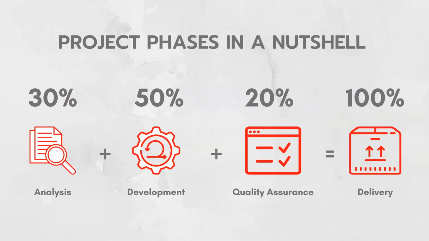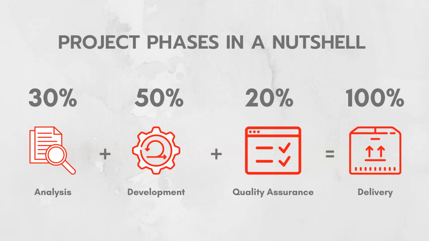Now, before even beginning to understand the hybrid agile approach in practice, we need to understand the project phases in a nutshell. Typically, we have these four major phases in a project: your analysis phase, followed by the development phase, followed by the quality assurance phase. Together, these three phases contribute to one outcome, which is your delivery phase, wherein we give the necessary working software to the customer.